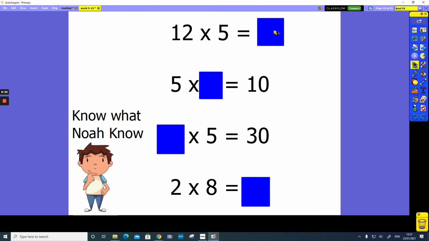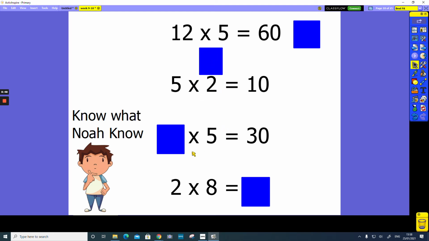12 fives are 60. 5 times something equals 10. 5 groups of something equals 10. I can swap and do the opposite of times, which is divide, to work out my answer. 10 divided by 5 equals 2. So 5 times 2 equals 10.